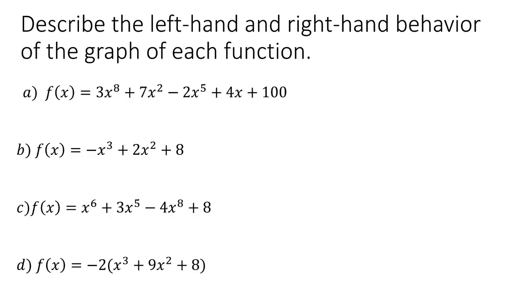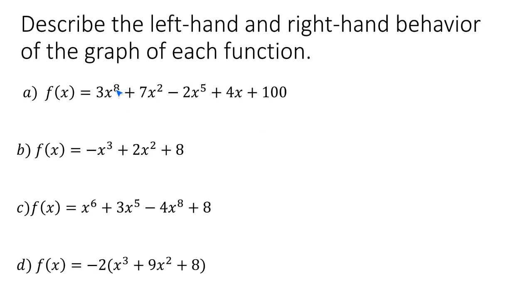For example, here's a whole bunch of them. If we look at A, you have a power of 8, a power of 2, a power of 5, and a power of 1. And then you have a power of 0, x to the 0 here. Your degree is the highest exponent that you have. So what is the highest degree in this example? 8, right? So we say that the degree is going to be 8.